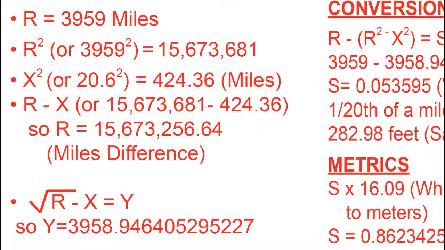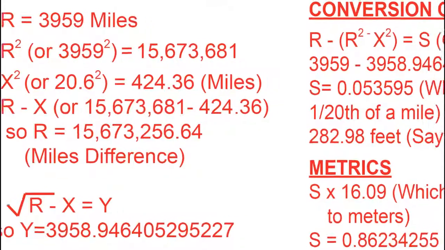424.36 miles. So, R squared minus X squared, or 15,673,681 minus 424.36, equals 15,673,256.64. So that's the miles difference between R squared and X squared. So R minus X equals Y, so Y equals 3958.946405295227. Right. So let's convert this down.